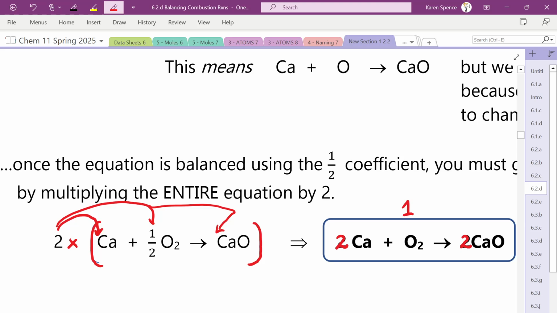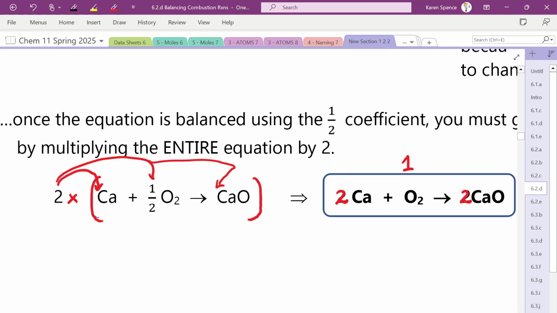So if you use halves, about half the time you will have to multiply your equation by 2. The other half the time you won't need to use a half, and you'll just be like, oh, I'm done. Okay, let's try an actual one.